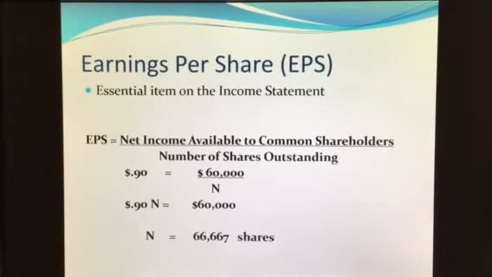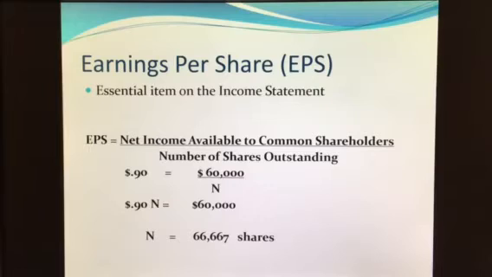Earnings per share is an essential item on the income statement, and so your income statement isn't complete unless you've calculated that. EPS is the quotient of net income available to common shareholders and number of shares outstanding. In other words, divide net income available by number of shares outstanding. Net income available to common shareholders very often will equal just net income.